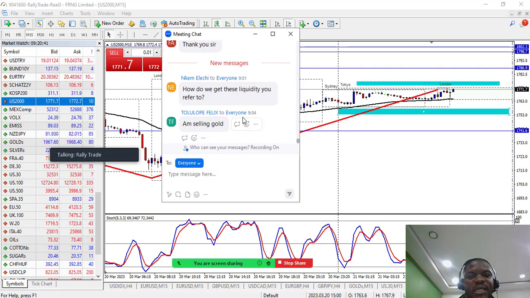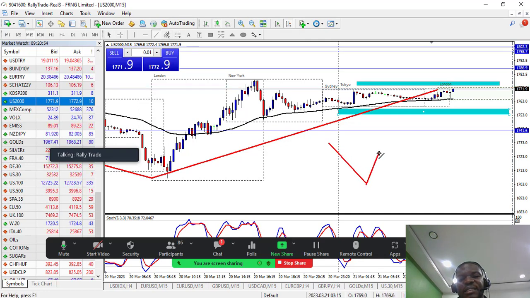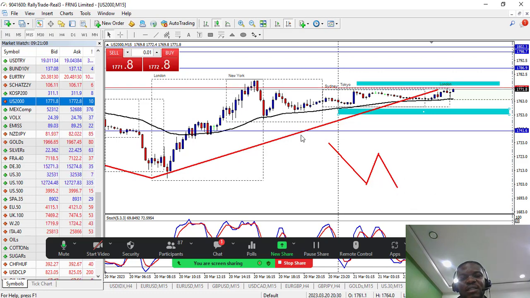Incame is asking, how do you get the liquidity you refer to? It is very simple. If the price moves down like this, and moves up like this, and moves down again like this, follow me, please. Now you notice this low has gone lower than this low. The reason is that what I'm drawing is a downward trend. So remember, as it's going down, this low has to be lower than this low.